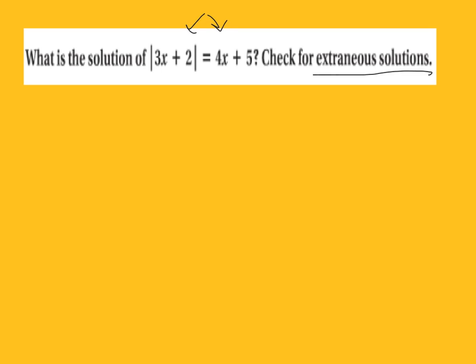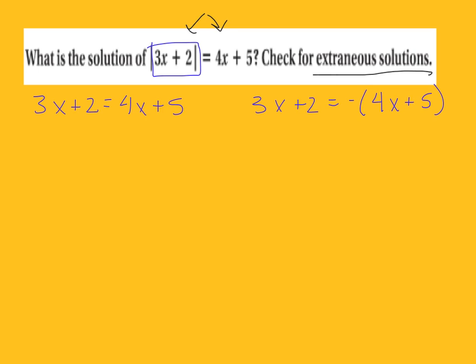So first, we already have my box by itself. Since the absolute value is by itself, we're going to set up two equations. We're going to have the box, which is the absolute value, equal to a positive 4x plus 5. And then we're also going to have the box, which is the absolute value, equal to a negative. You always want to make sure to put this in parentheses because the whole thing must be negative.